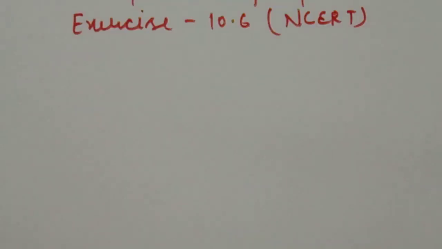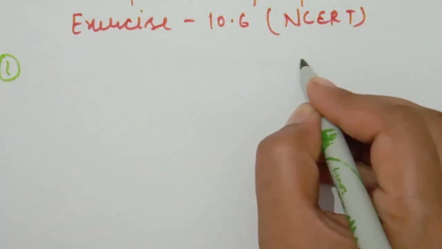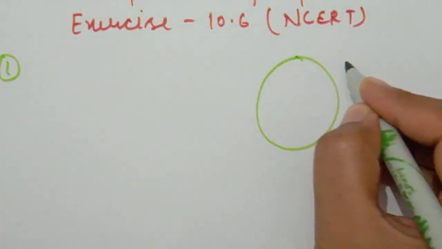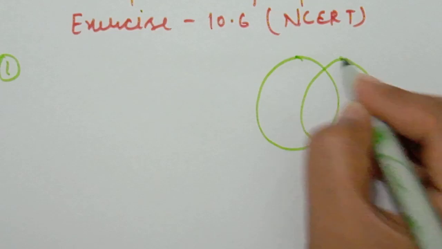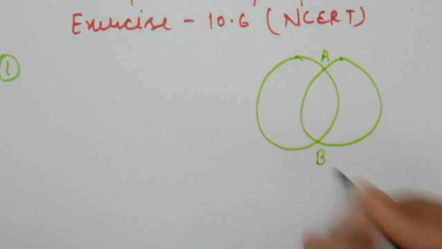The first question of exercise 10.6 from NCERT is: prove that the line of centers of two intersecting circles subtends equal angles at the 2 points of intersection. So students, we have to draw the diagram first. First of all, two circles are intersecting at 2 points. We will name them A, B.